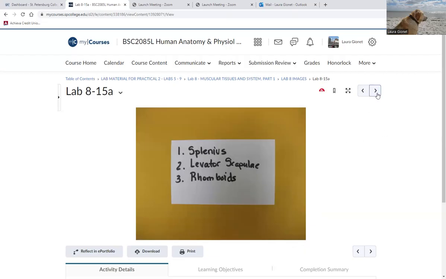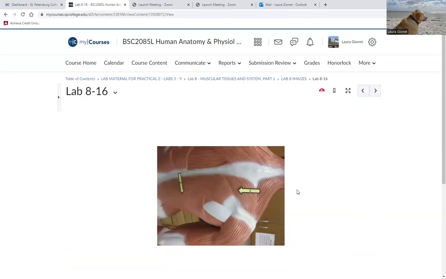Splenius, levator scapulae, and rhomboids. So remember, as indicated, you need to know origins, insertions, and actions of some of these muscles. I'm not going to go back through all of them as we're going through here because you'll fall asleep.